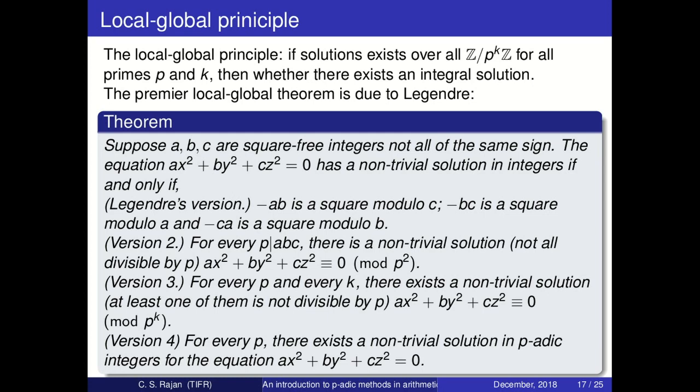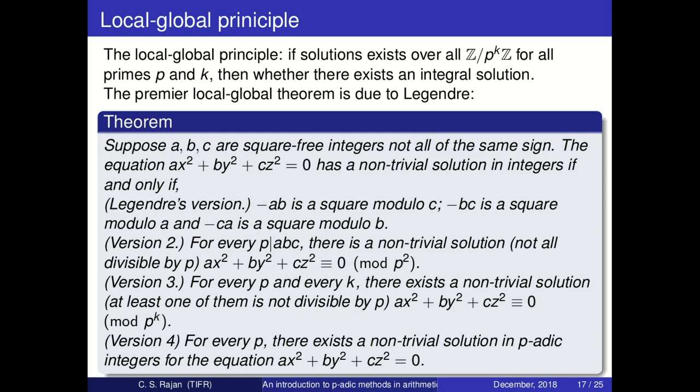Version 2: for every prime P dividing ABC, there is a non-trivial solution modulo P, that means not all of X, Y, Z divisible by P. Of course, if everything is divisible by P, then AX squared plus BY squared plus CZ squared is 0 trivially. I need to check it is not divisible by P squared, and that is a non-trivial solution. That is version 2. We'll see how to go from version 1 to version 2.